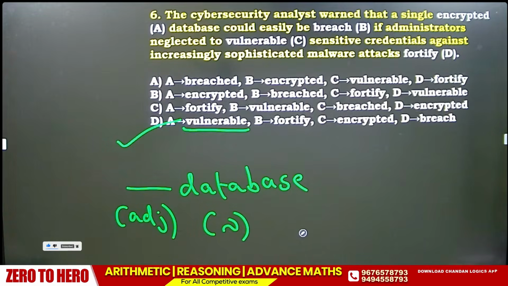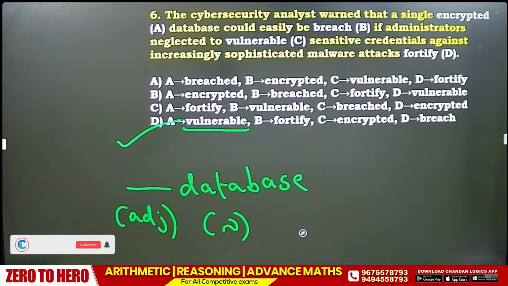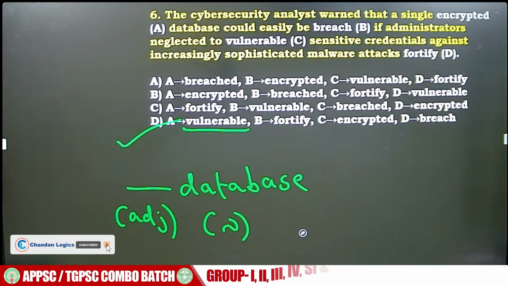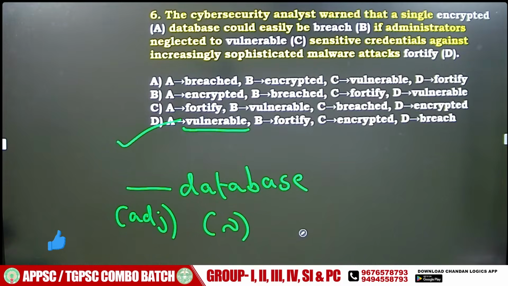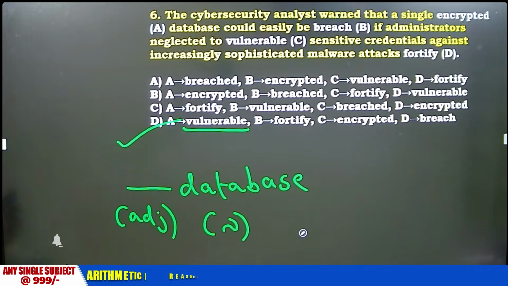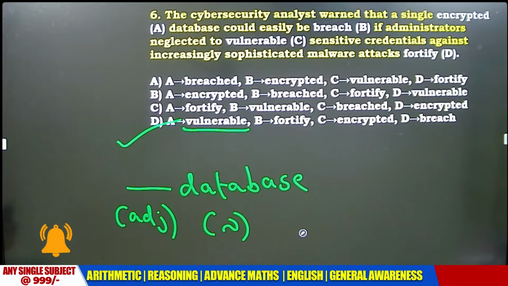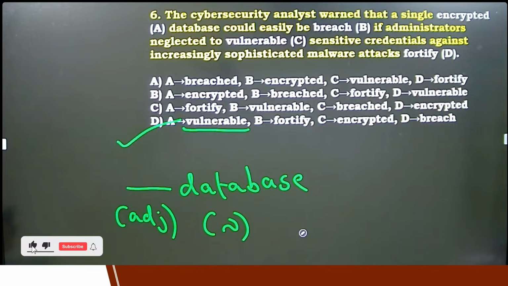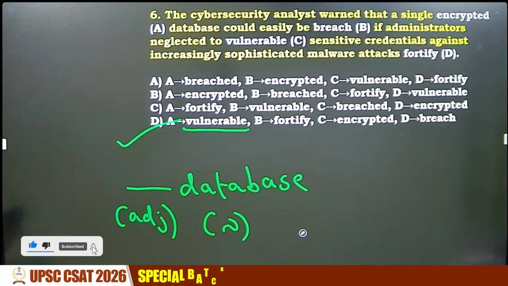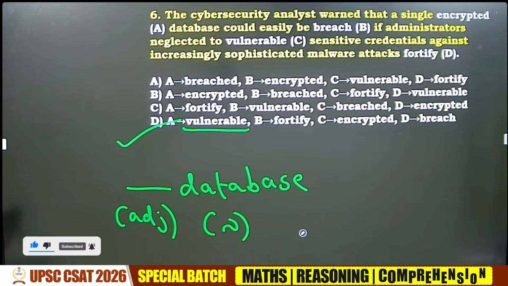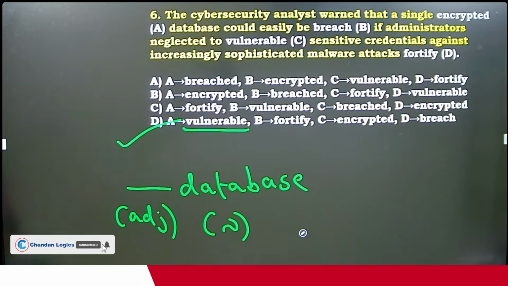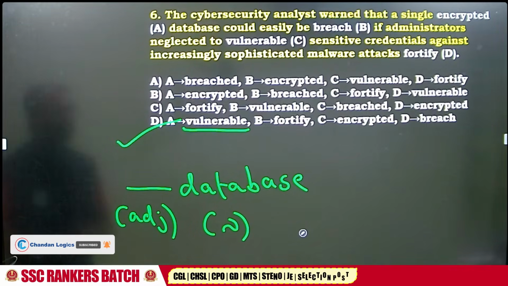What is the point? Why are you worried? What are you actually thinking? How easy the question is here. Vulnerable database could easily be. See, vulnerable database could easily be.